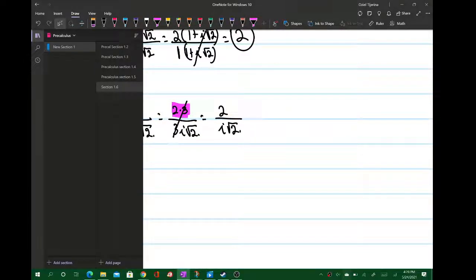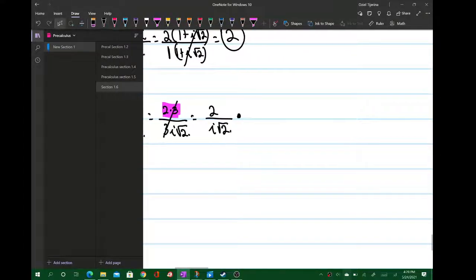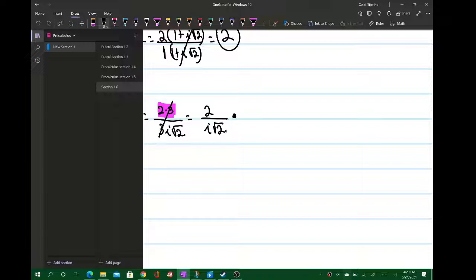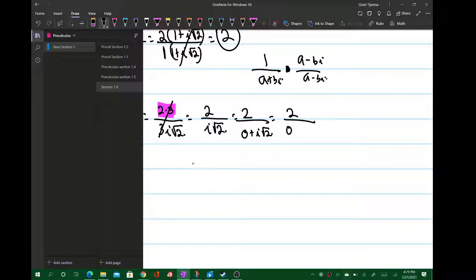Now, do not try to simplify this. Don't try to use the laws of exponents for this. You want to go ahead and just multiply by the conjugate, right? So remember that I said earlier, if we have 1 over a plus bi, we would multiply by a minus bi over a minus bi. So basically here this is equal to 2 over 0 plus i square root 2. So we're going to multiply the top and the bottom by 0 minus i square root 2.